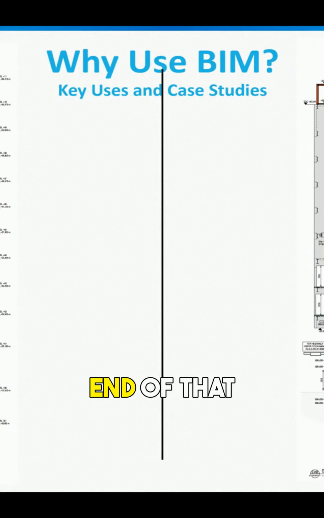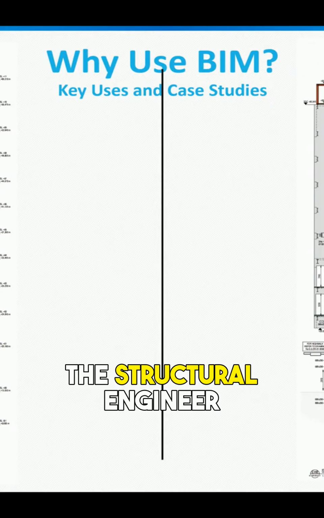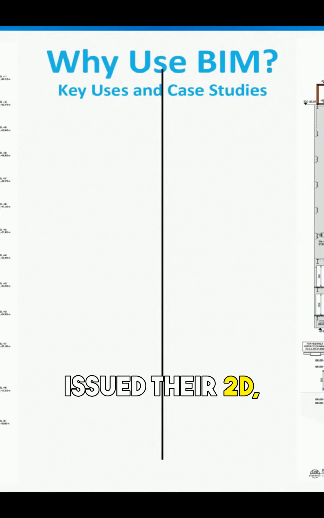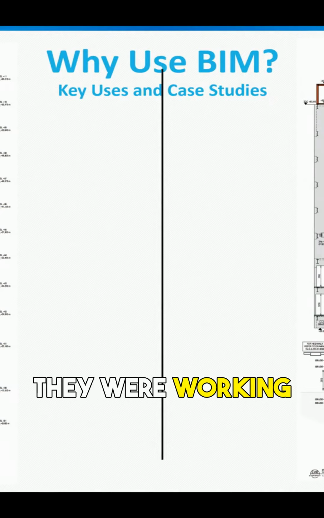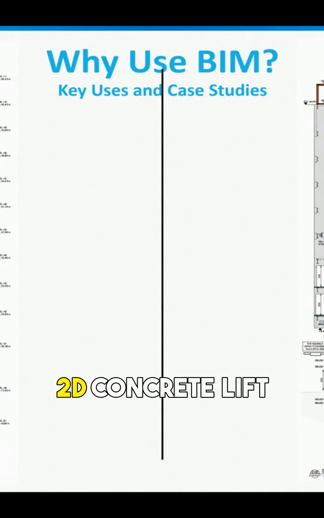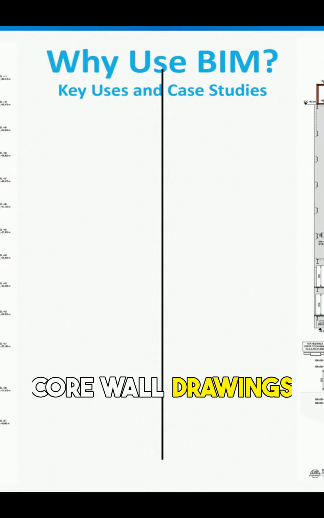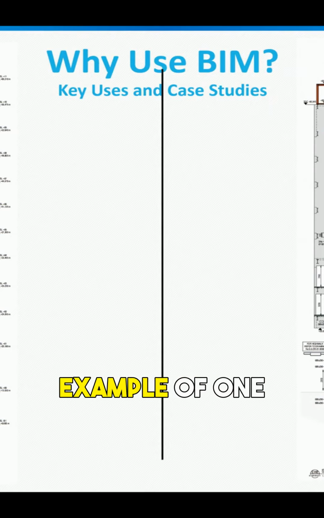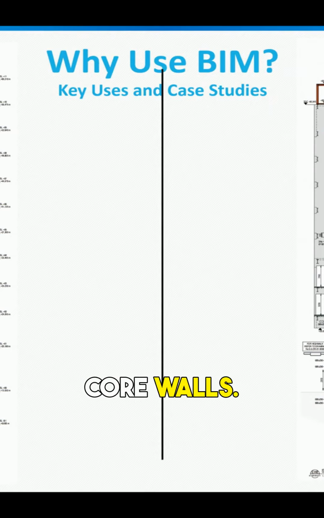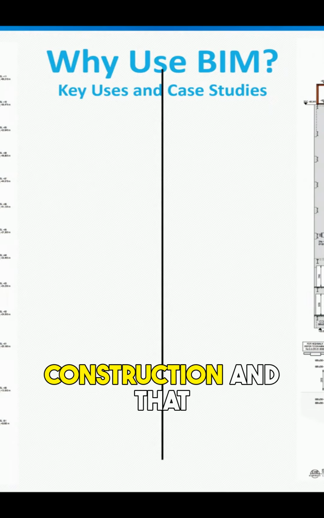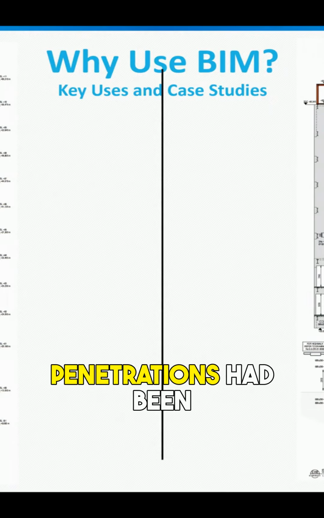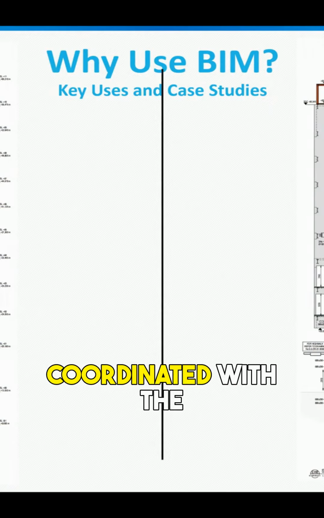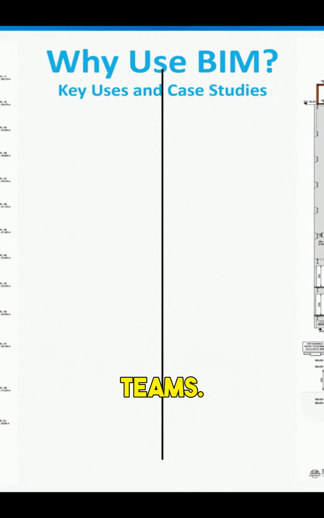So at the end of that design stage, the structural engineer issued their 2D, they were working in 3D, but they provided their 2D concrete lift core wall drawings. So that's what you can see on the left there. That's an example of one of the sections of the lift core walls. And when they issued this, they said it was ready for construction and that all of the penetrations had been coordinated with the architects and MEP teams.